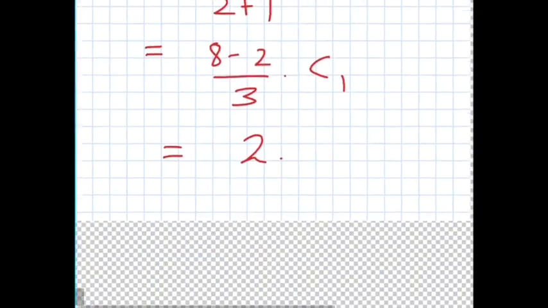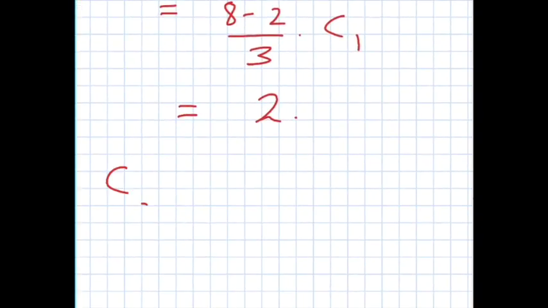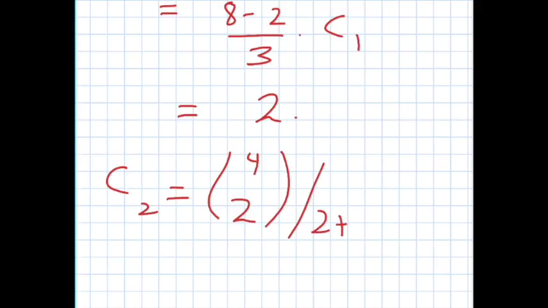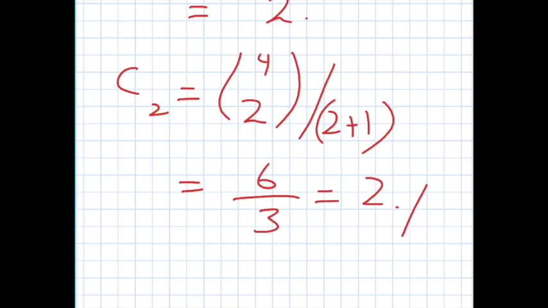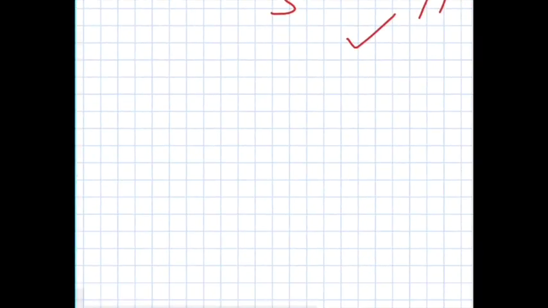Now let's put it in that equation. C2 is equal to 4 choose 2 divided by 2 plus 1, where this 2 plus 1 is in the denominator. So 4 choose 2 is 6 over 3, which is equal to 2. So our base step is satisfied. Now we talk about the inductive step.